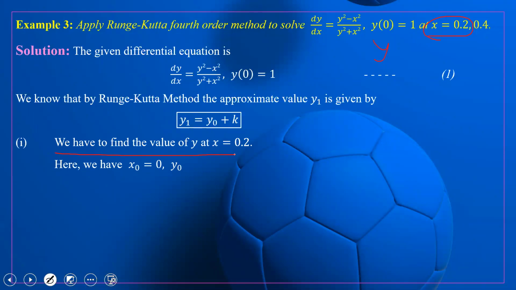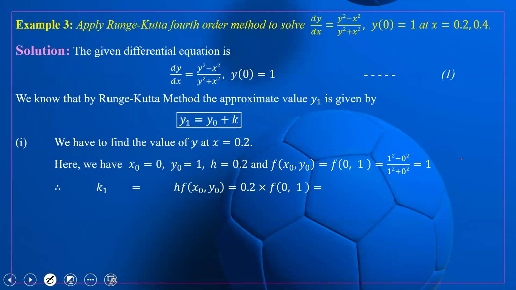So here we have x0 equal to 0, y0 equal to 1, h equal to 0.2, and f of x0, y0. Let us see, f of 0, 1. By using this formula, y square minus x square divided by y square plus x square. So this is y and this is x. So 1 square minus 0 square upon 1 square plus 0 square. The second part is 0. So 1 square upon 1 square is 1. So f of x0, y0 is 1.